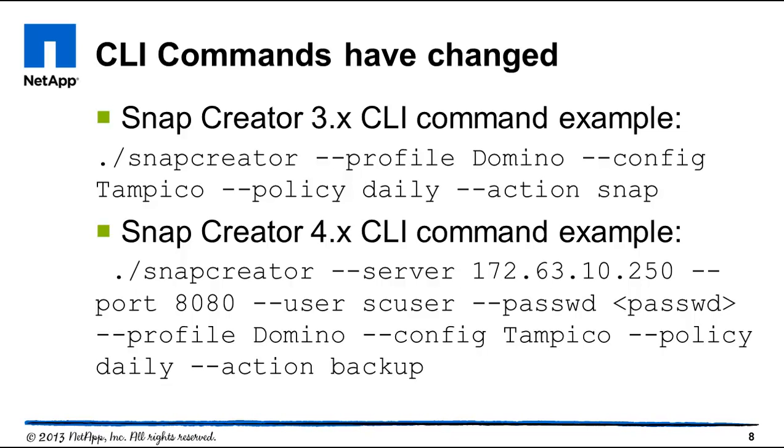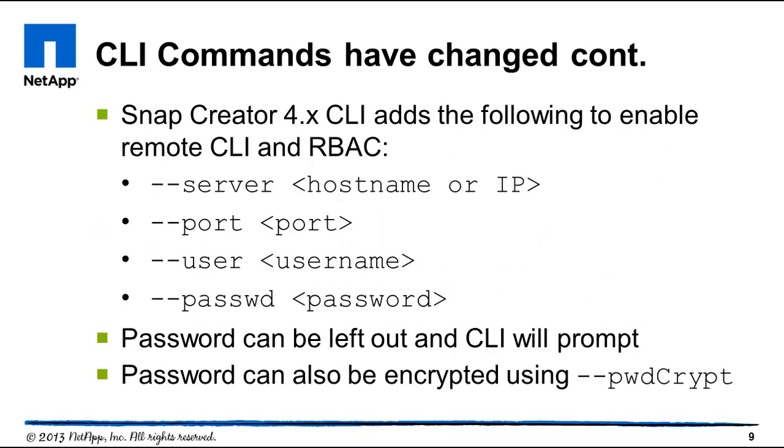CLI commands have also changed in Snap Creator 4, partly as a result of the enhanced RBAC. Examples of the commands are on screen. But delving into this a little deeper, in Snap Creator 4, we add --server, --port, --user, and --password to the existing CLI command. We should also note that if you like, you can leave out the password and the CLI will prompt for this. Alternatively, you can encrypt a password separately by running snap creator --pwd crypt.